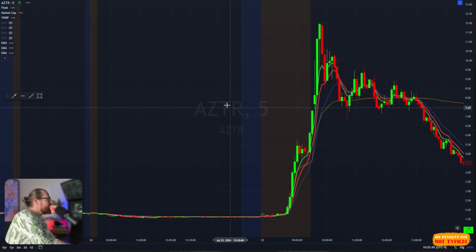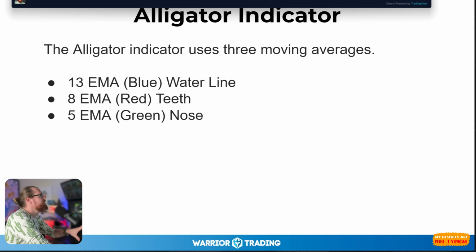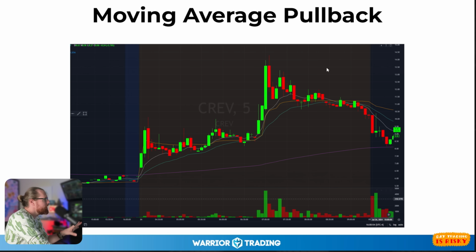And you can use this on any time frame. You can use it on the 1 minute, you can use it on the 5 minute, or you can use it on the daily chart. So the alligator indicator is the first moving average. Well, I'm not going to call it a strategy in total just yet. I'm going to add some more detail to it, but that's the first thing that I wanted to share with you. Now, the second is trading these moving average pullbacks.